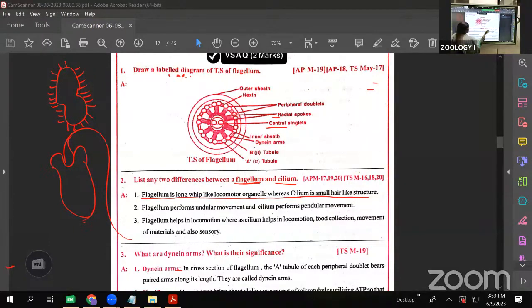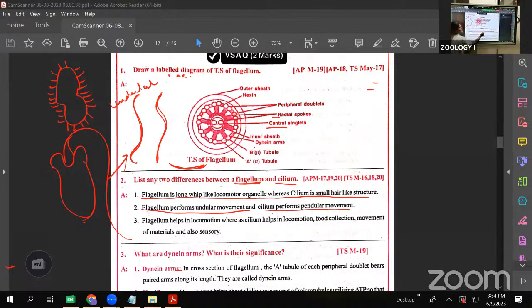See, observe here. Next, the flagellum performs undulatory movement. The cilium performs pendular movement. Undulatory movement means top to bottom, bottom to top. That we call undulatory movement. Flagella have undulatory movement, meaning movement occurs from anterior to posterior, or otherwise posterior to anterior.